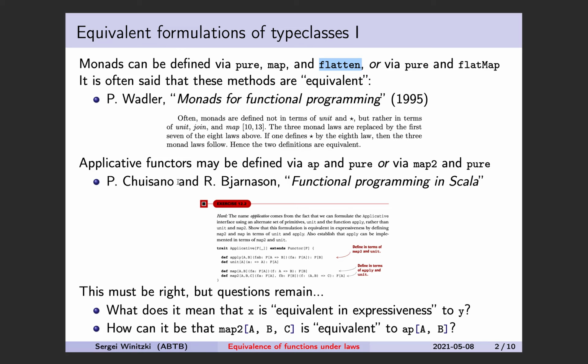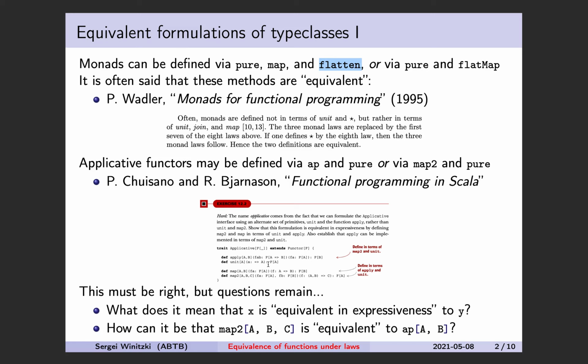My personal encounter with this started when I read the book by Chiusano and Bjarnason, Functional Programming in Scala, which says this. There's an exercise that I wanted to solve. Show that the formulation using unit and apply is equivalent to the formulation using unit and map2 by defining map and map2 in terms of unit and apply. Establish that apply can be implemented in terms of map2 and unit.